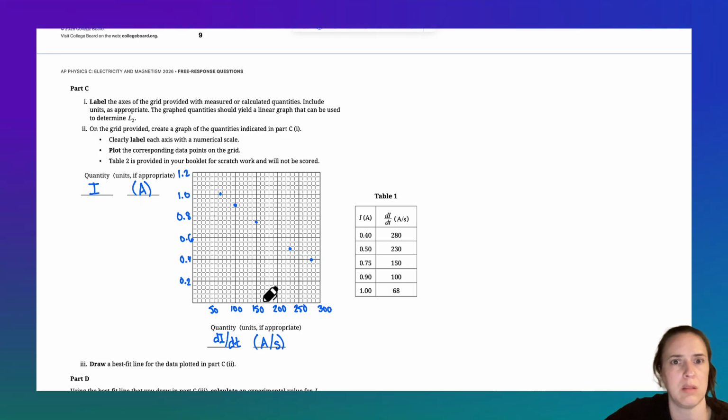So we labeled our axes. We clearly labeled each axis with a numerical scale. We plotted our corresponding points. Great, and now we're going to draw our best fit line. So I'm going to draw you in pink.